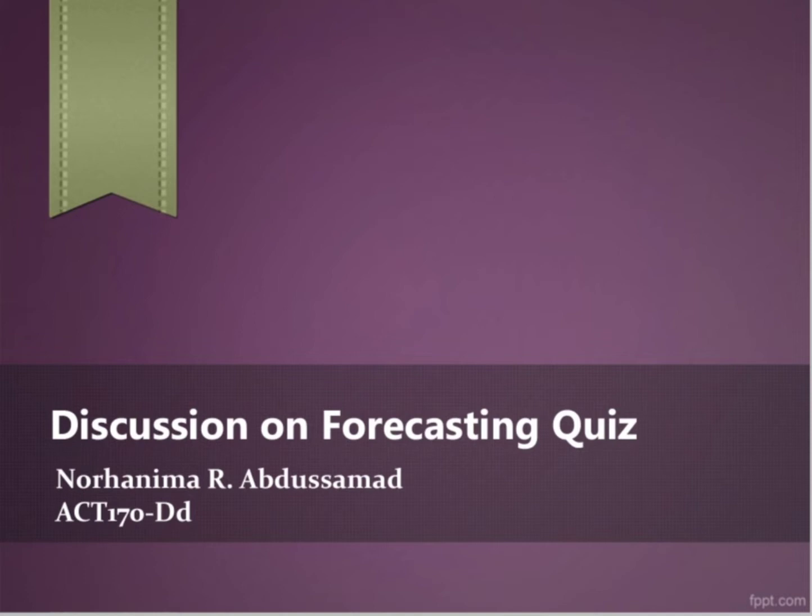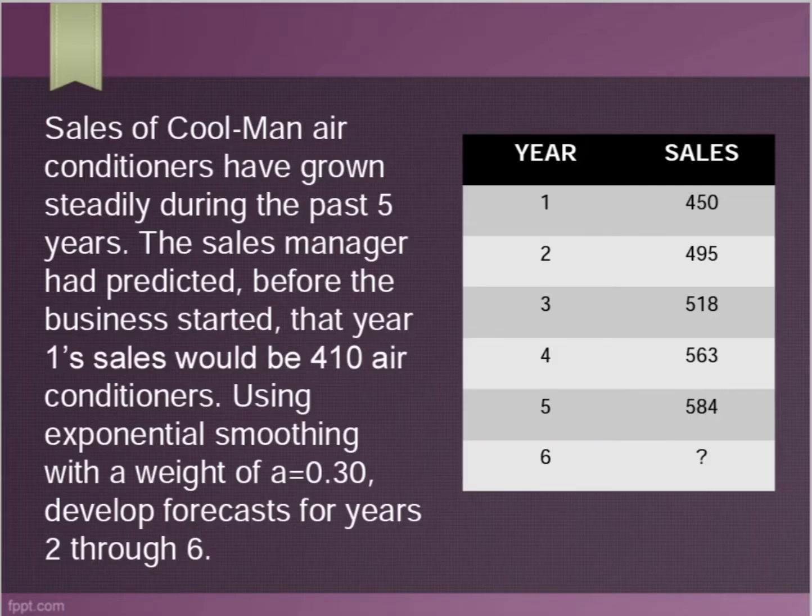I'm going to discuss the solutions on our previous forecasting quiz. So let's proceed to the problem. Sales of Coolman air conditioners have grown steadily during the past 5 years. The sales manager had predicted before the business started that year one's sale would be 410 air conditioners. So, using exponential smoothing with a weight of alpha 0.30, develop forecast for years 2 through 6.